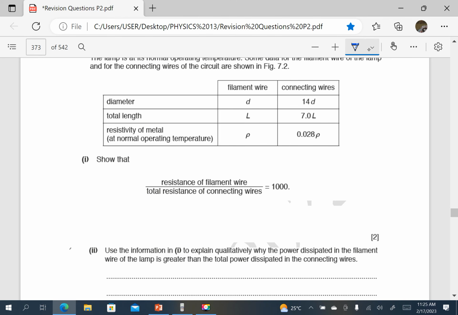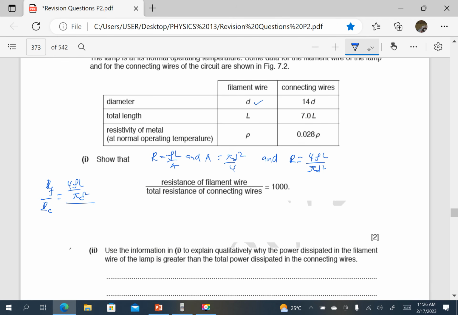So to start with, because I don't have enough space, I will utilize the space available. Resistance is equal to rho L over area. And we know that area is equal to pi d squared over 4, because they have given us values for diameter. I'm going to combine the two equations. So resistance is going to be 4 rho L over pi d squared, where the 4 has gone up. So for the filament, it will be 4 rho L over pi d squared, because the diameter of the filament is d.